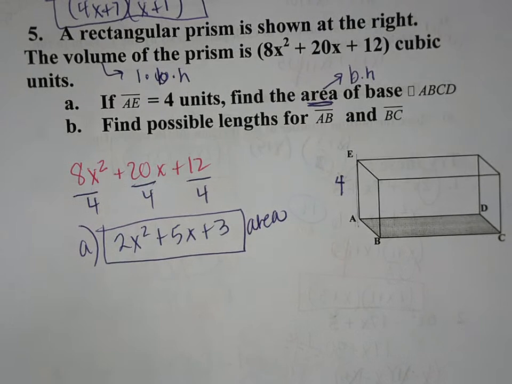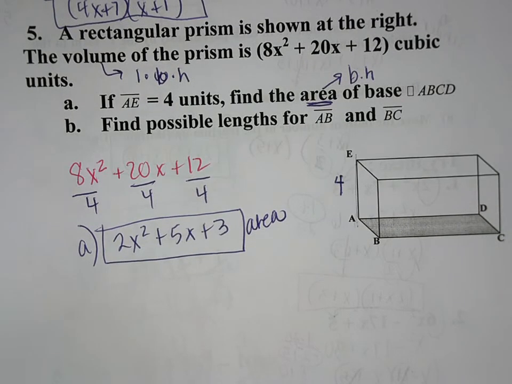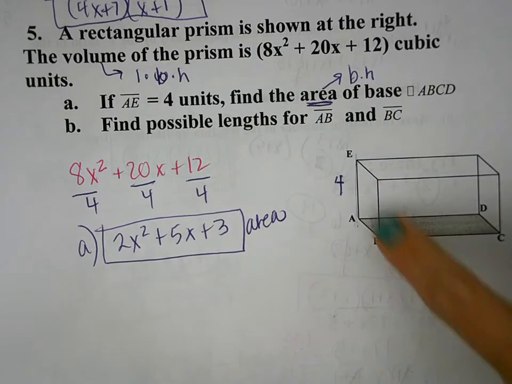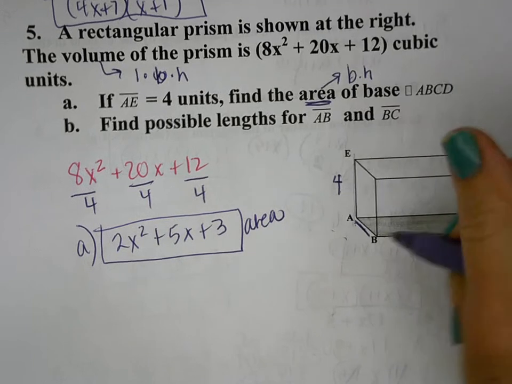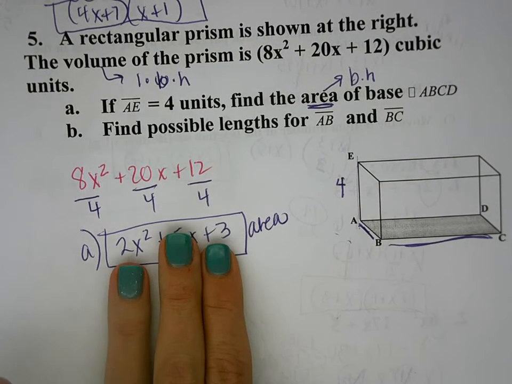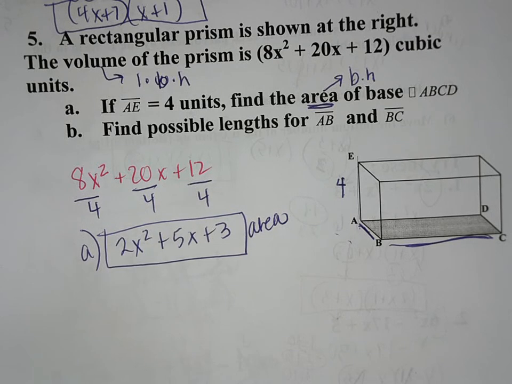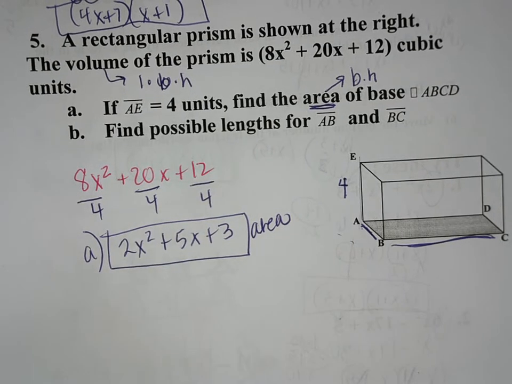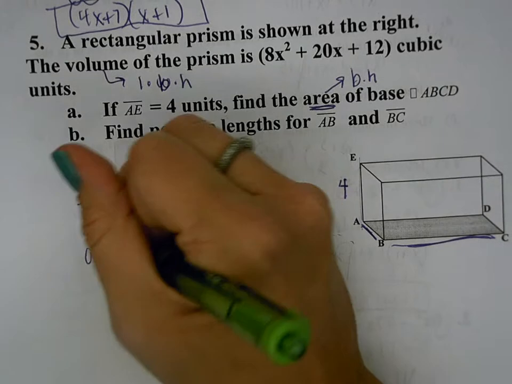Now, B says find the possible lengths for your AB and your BC. So what they're wanting us to do is take this area and separate it into two pieces. Well, how can I take this and separate it into two pieces? By factoring, exactly, which we've been doing. Okay, so how am I going to have to factor this one? Is there another GCF? No, so I'm going to, very good, carry the 2 over.